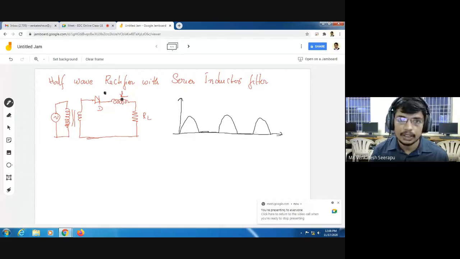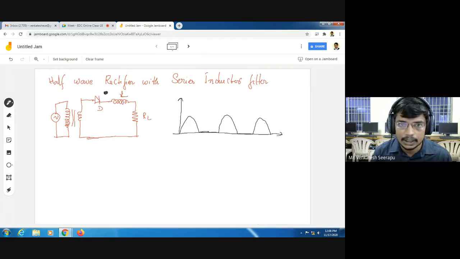When we connect an inductor filter, the rectifier output is a pulsing DC waveform. Pulsing DC means it consists of both AC as well as DC components. So now I will give this as an input to the filter circuit, that is, as an input to the inductor. Now what will be our output?